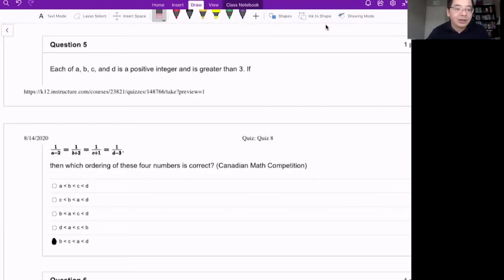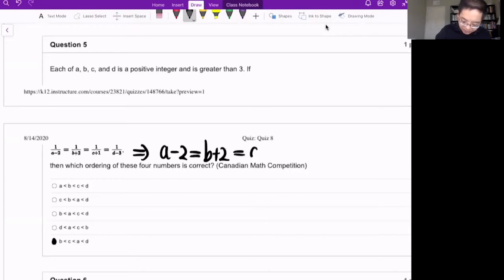All right, you see, because all numerators are 1, then in order for those fractions to be the same, all denominators have to be the same. This says we must have a minus 2 equals b plus 2 equals c plus 1 equals d minus 3. Okay, for convenience, let's just focus on b plus 2.